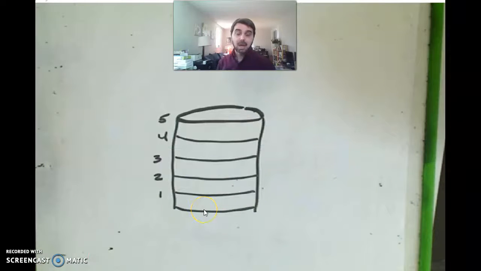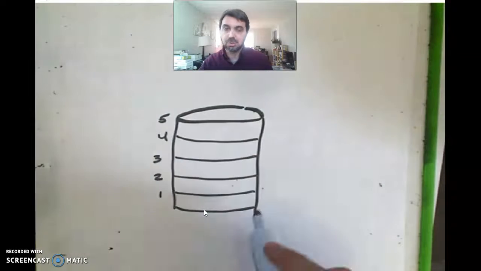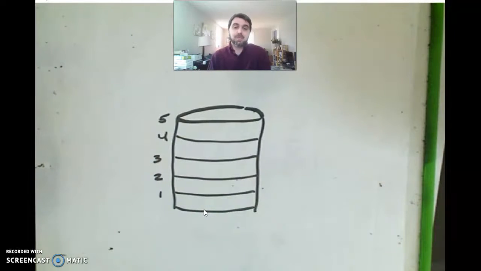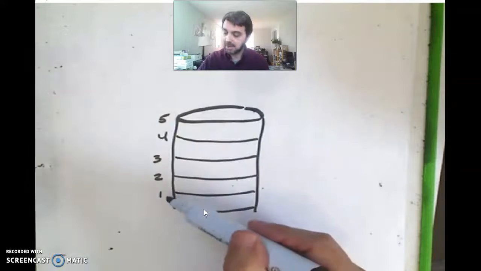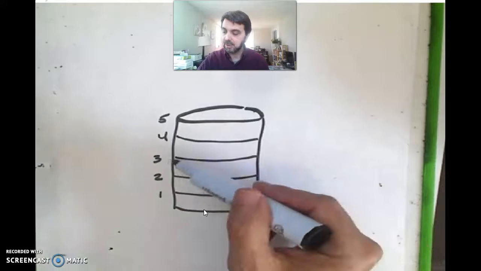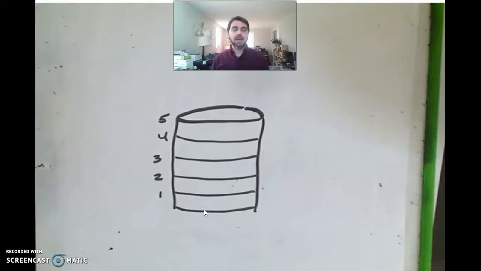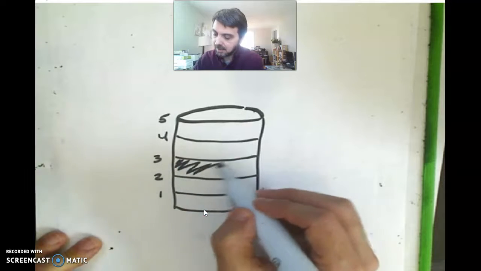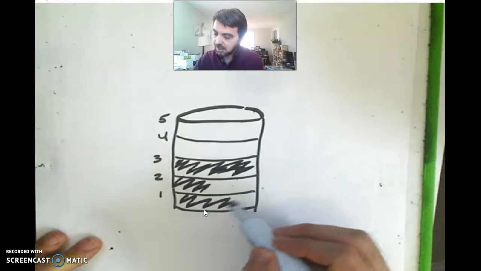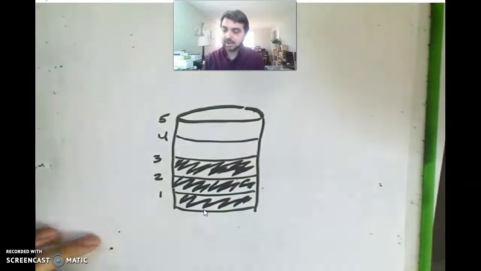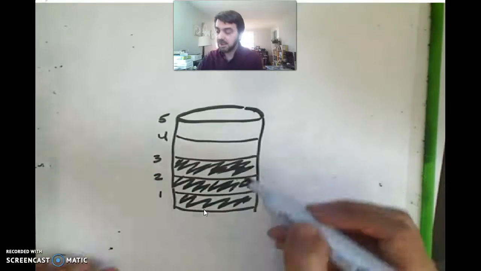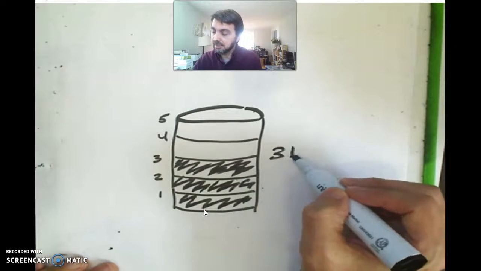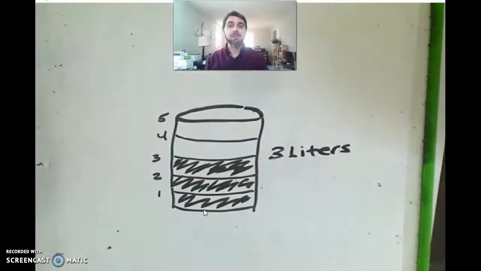Here we go. Let's say that this is a huge barrel, and it can hold up to 5 liters. Up to this line is 1, and then 2, and then 3, and then 4, and then 5 liters. And let's say that right now there is this much water in the barrel. So you can see that it goes up to 3 liters. So how many milliliters are in the barrel?